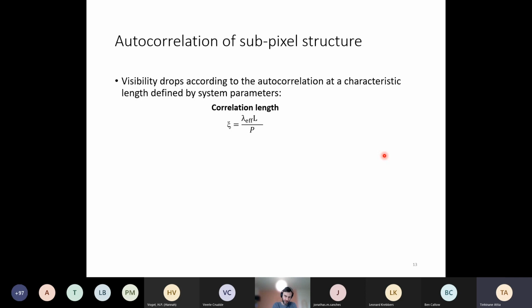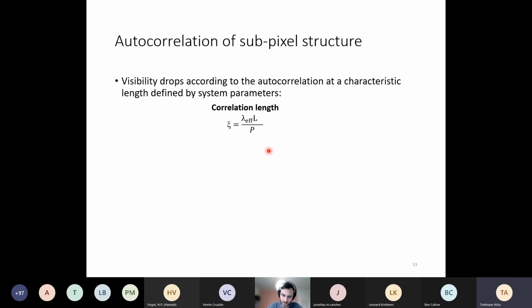In fact, people have studied this, made a theoretical model about this, and they came up with a characteristic length for a dark field imaging system. That characteristic length is called the correlation length, and it depends on a number of things. One being the effective wavelength, so that's the energy of your X-ray photons. The other being the distance between your sample and the grating.